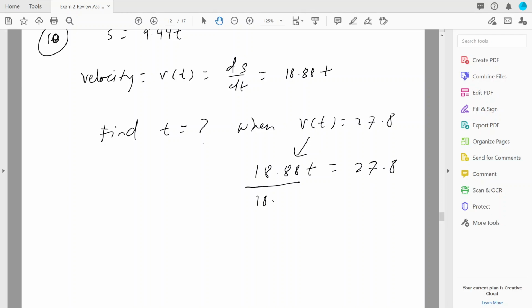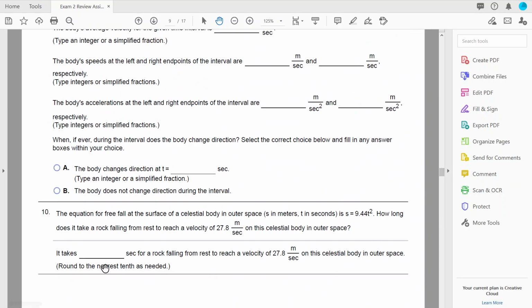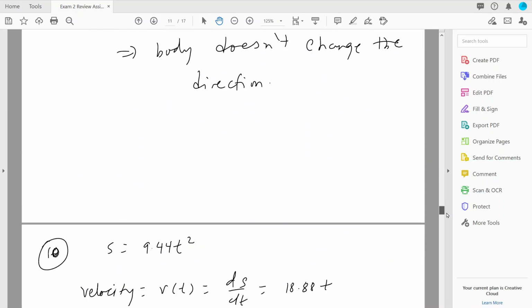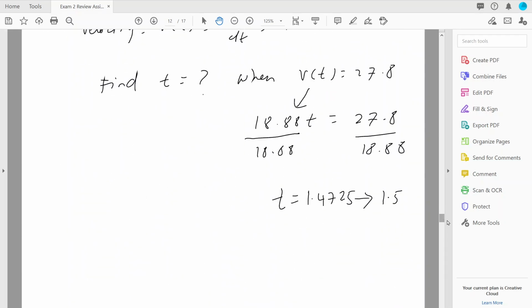Now you just have to solve for t. So just divide both sides by 18.88. So time would be 1.4725. But in this problem, we're asked to approximate this value, you can see, round to the nearest tenth as needed. So it would be 1.5 seconds.